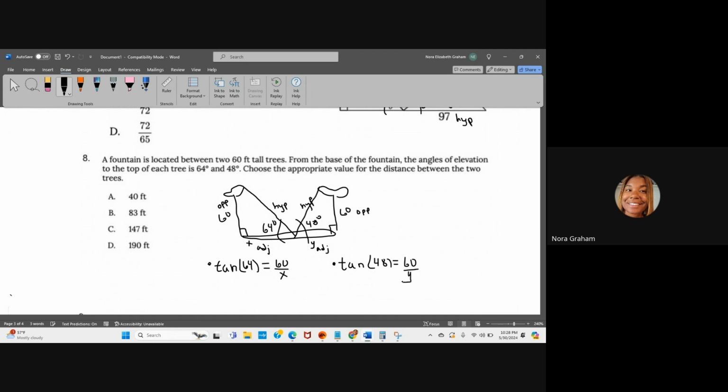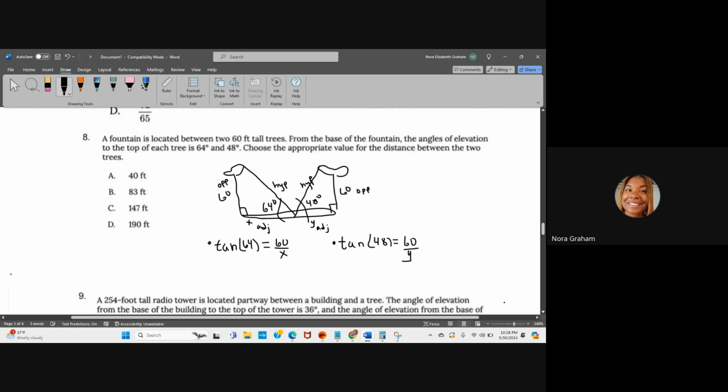So now I'm going to use algebra to solve so I isolate my variables. Let's isolate the x first. To isolate my x, I'm going to multiply both sides by x. Now this is just basic algebra. If you don't understand how I'm isolating my variable, leave me a comment and I will explain. So x tan 64 equals 60. Now I'm going to divide both sides by tan of 64.